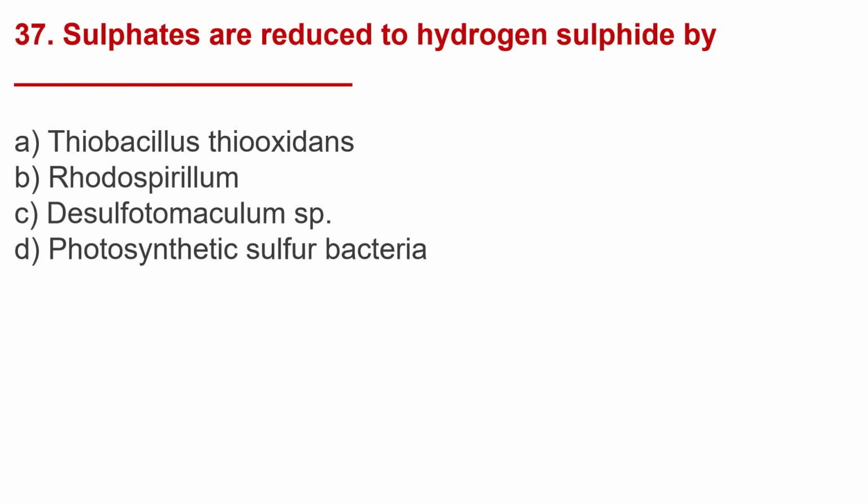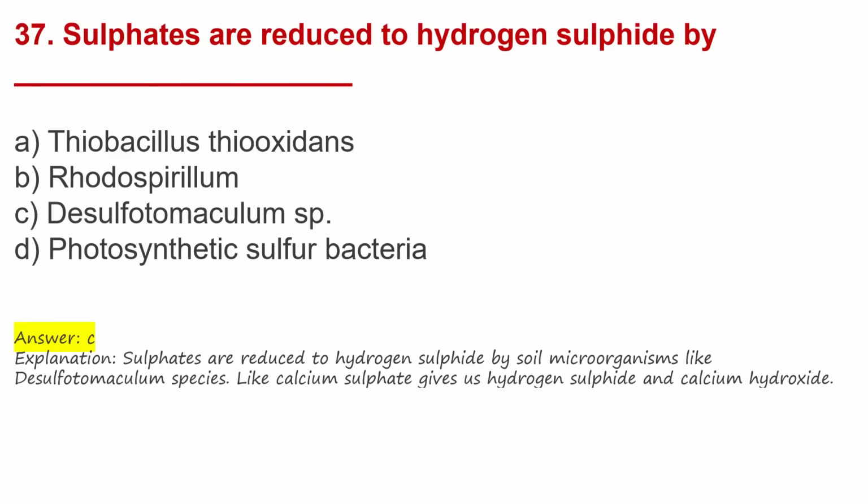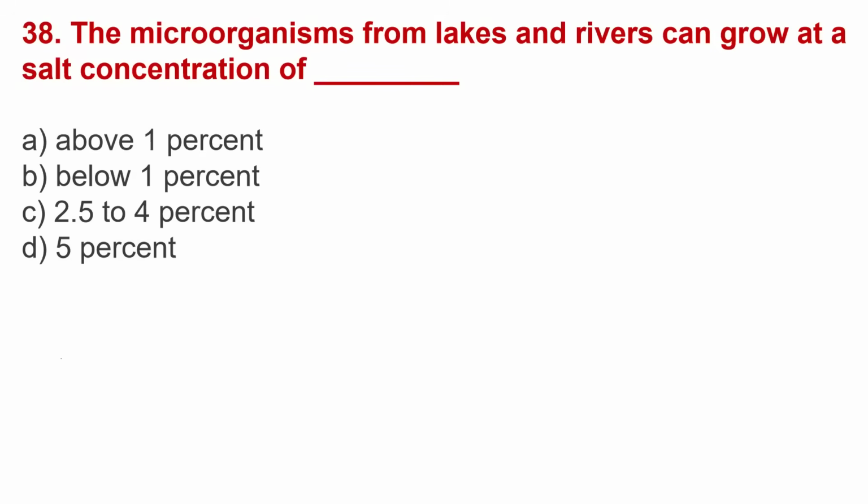Rhodospirillum. C. Desulfotomaculum species. D. Photosynthetic sulfobacteria. The answer is C. Sulfates are reduced to hydrogen sulfide by soil microorganisms like the Desulfotomaculum species, like calcium sulfate gives us hydrogen sulfide and calcium hydroxides.